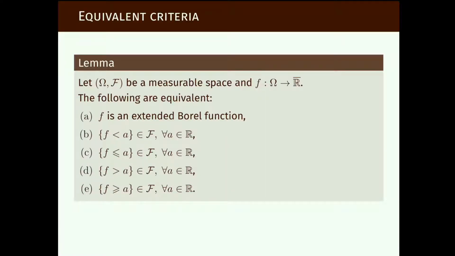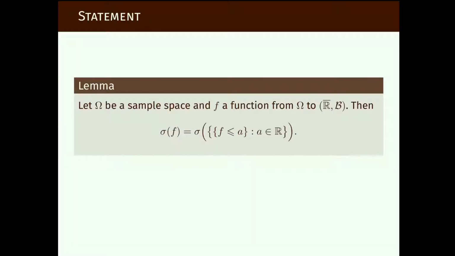And we have seen these equivalent conditions that we can check for a certain function to conclude that the function is an extended Borel function. So what is the pullback of the sigma algebra given by the collection of Borel sets of the extended real line? Here's a lemma that tells us exactly what it is.